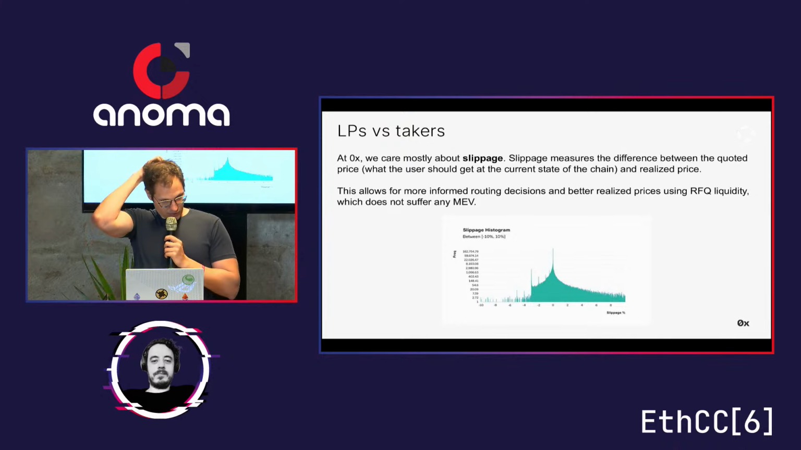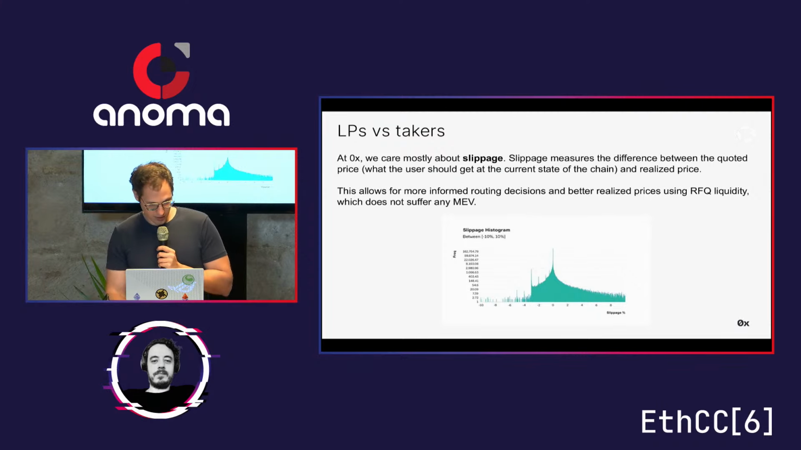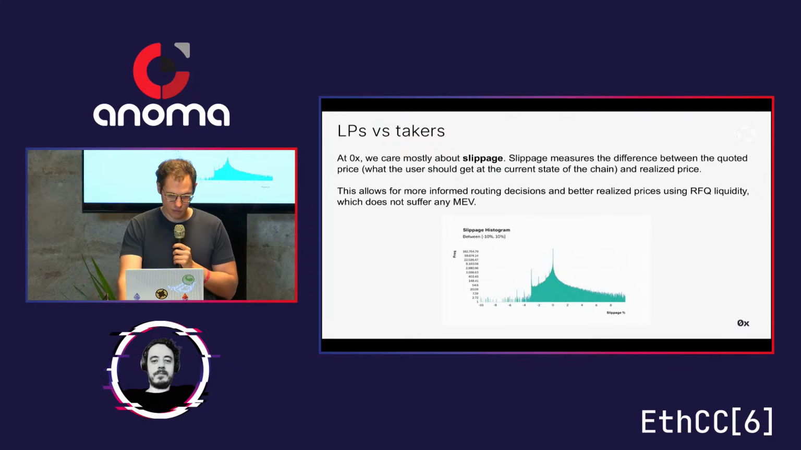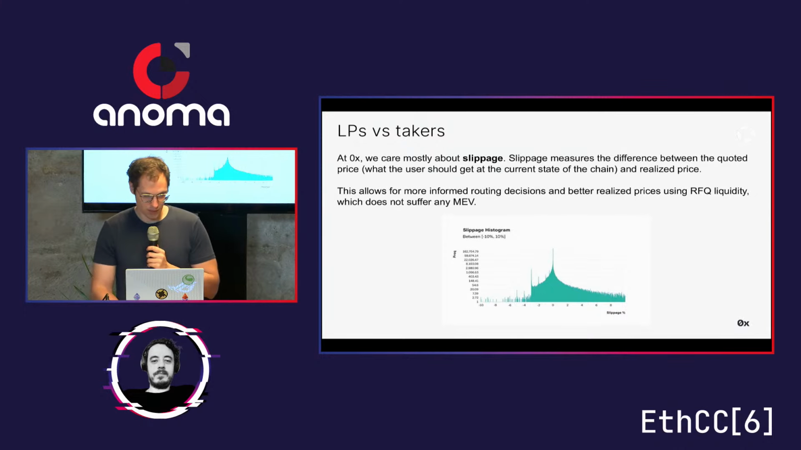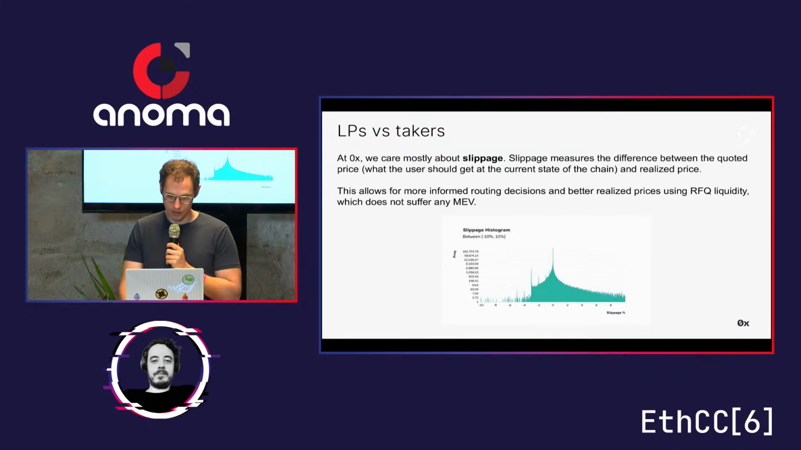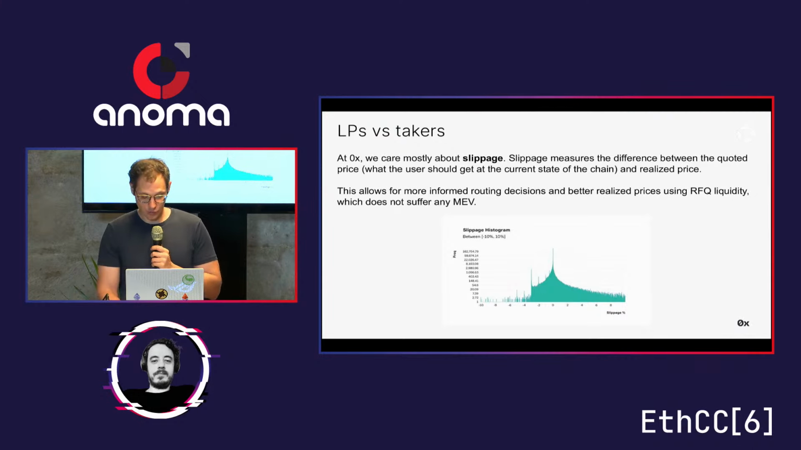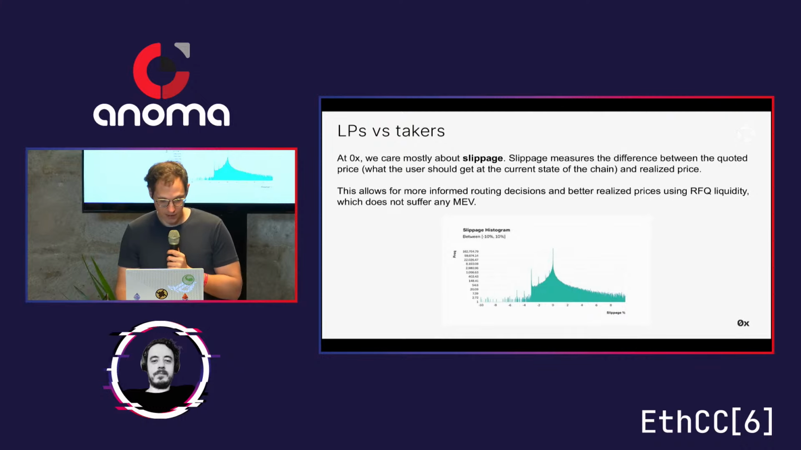Last thing I wanted to talk about was LPs, how LPs and takers actually interact in this game. Because at 0x, we mostly care about the slippage, which is the measure of trade execution quality. It measures the difference between the quoted price, so what user should get, and the realized price, so what user actually got. And it happens, or quite often happens, that this is not the same amount.